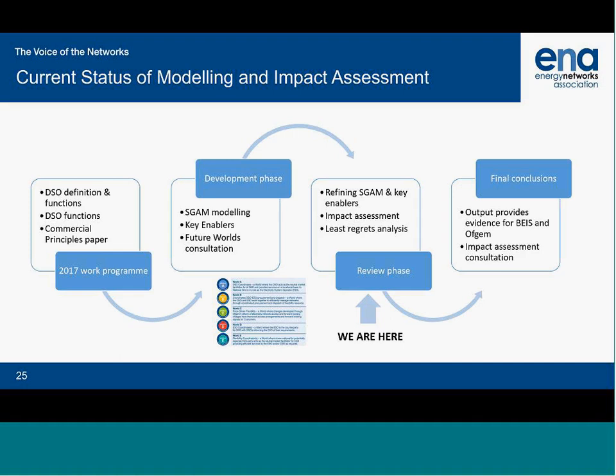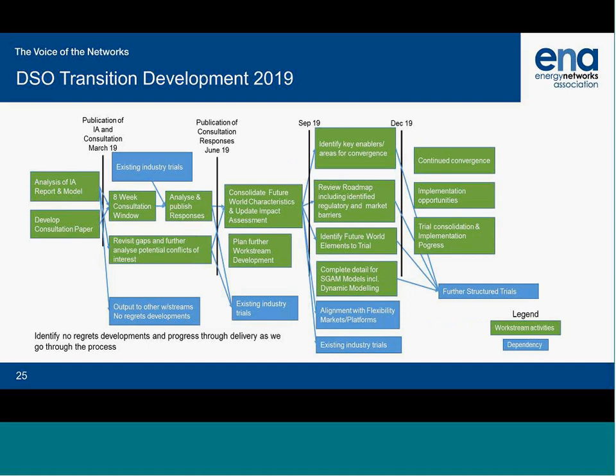In terms of moving to now, we've got the outputs. Ultimately, the aim is to get to a stage where we've got a number of outputs available that will help to make up the evidence pack that BEIS and Ofgem will need to make some of the key decisions about where we go from here. And the other key bit we've got coming up is the impact assessment. So if we move to the next slide, please, Jason.